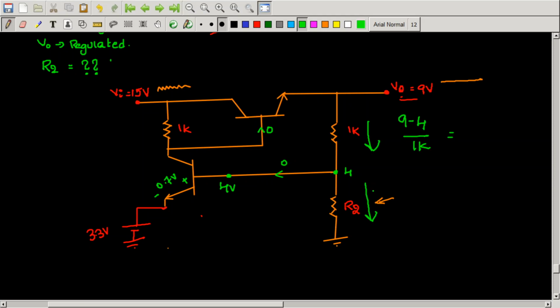And what is the current flowing in the R2? It is simply 4 by R2. That implies, if you solve this, you will get your R2 as 800 ohms. That's it with this question. But let us do some more in this question.